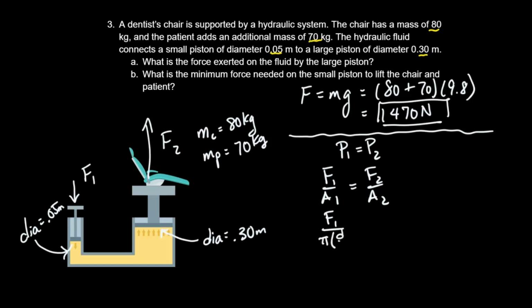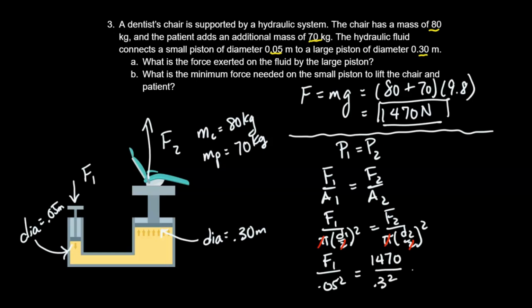So we have the diameter, we'll take d divided by 2, diameter divided by 2 squared is equal to F2 divided by pi times d2 over 2 squared. You'll notice that the pi's cancel out and the 2's cancel out. And that leaves us with the force divided by d1 squared. So we end up with F1 divided by 0.05 squared is equal to the output force, which we just calculated, 1,470 newtons, divided by the diameter of the large piston, 0.3, squared. So we're going to solve for F1, and we get 40.8 newtons.